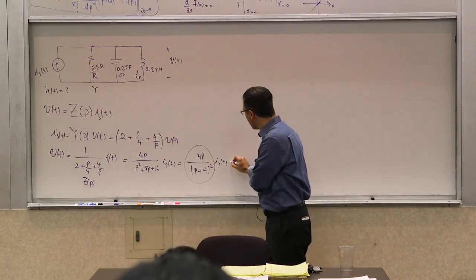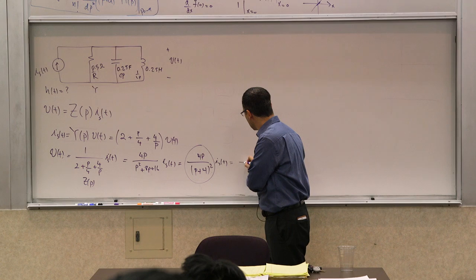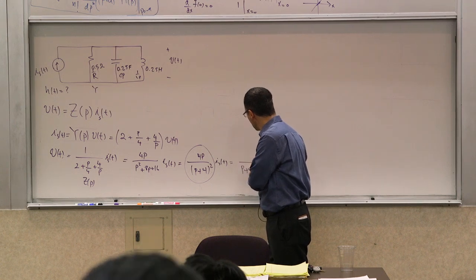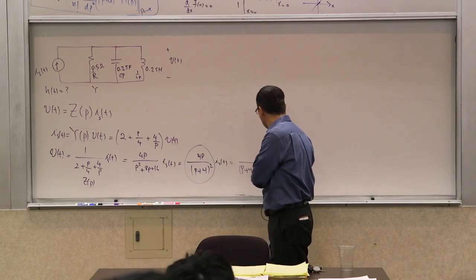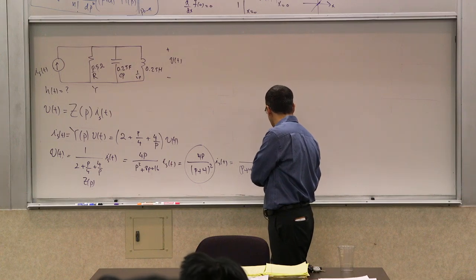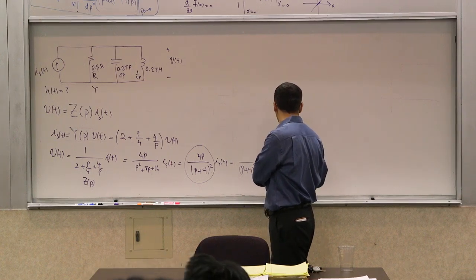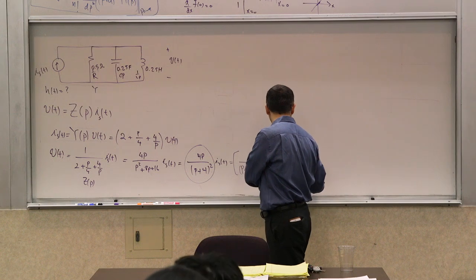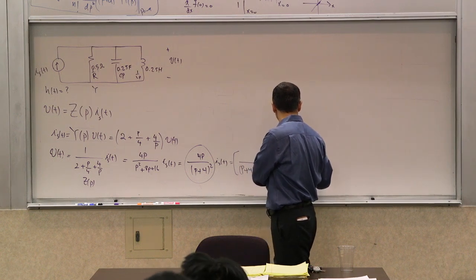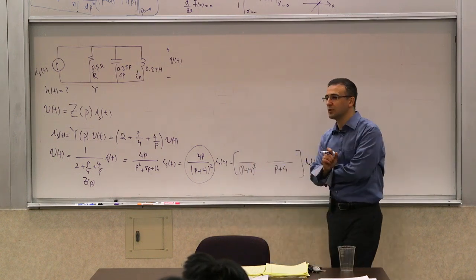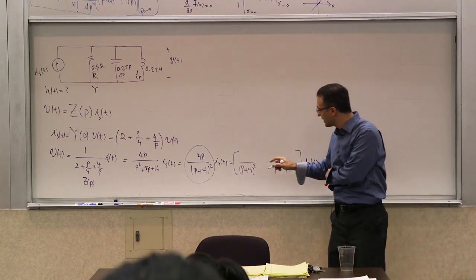So I have to write it as something over (p plus 4) squared plus something over (p plus 4), both of them operating on delta of t. So what are those somethings? Well, let's find these coefficients.